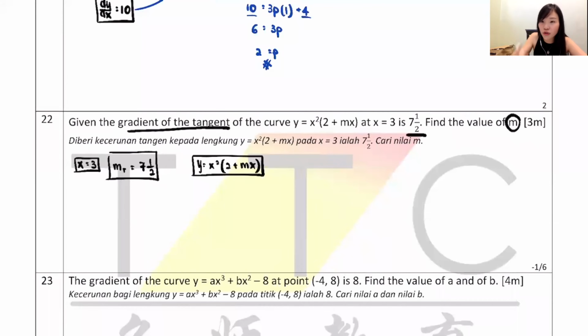Again, all you need to know is you must memorize gradient of tangent. Gradient of tangent, gradient of curve, gradient function, all of this is dy dx. So the moment you know the gradient of tangent is 7.5, you straight away know dy dx is 7.5. If I know dy dx is 7.5, how do I get the answer? Super easy. Just like the previous question, you can connect the dy dx. But now you only have one dy dx. Another one, they didn't give you the dy dx, but never mind, I can find it myself.